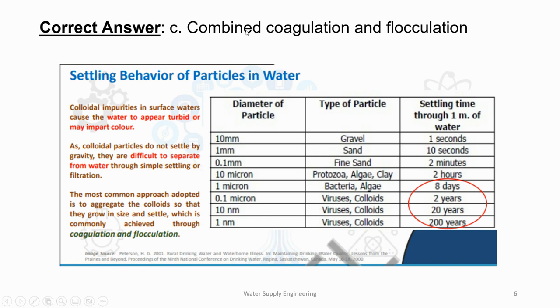That process is termed as combined coagulation and flocculation, wherein in the coagulation we destabilize the particles and enable them to flocculate. Now, flocculate means to form a group of particles or to grow in size. That is, many colloids, once destabilized, combine together to form flocs which are heavy enough to settle down by the effect of gravity.